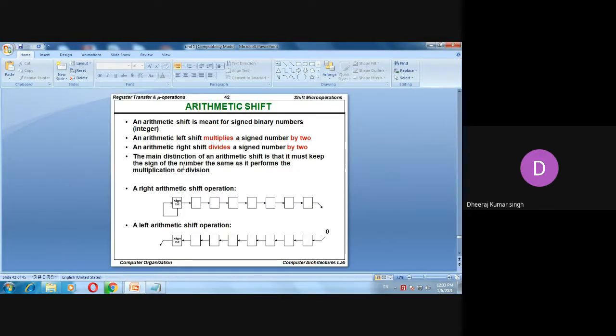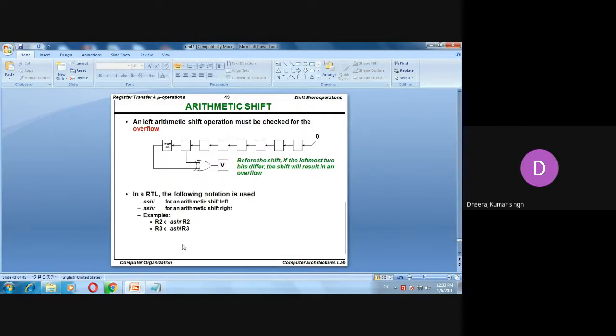So the arithmetic operations are there: division operation, multiply operation. The main distinction of an arithmetic shift is that it must keep the sign of the number the same as it performs the multiplication or division. There are right arithmetic shift operations and left arithmetic shift operations, where the sign bit is involved. And a left arithmetic shift operation must be checked for overflow.